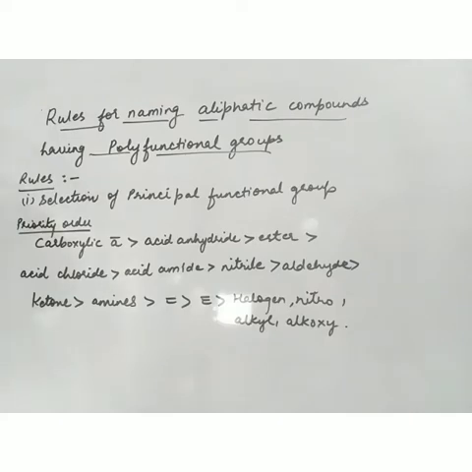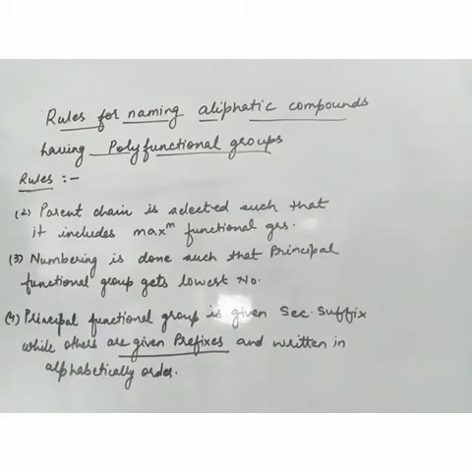So the functional group which comes up in this priority series will be selected as the principal functional group. Suppose I have carboxylic acid and aldehyde both, so carboxylic acid will be my principal functional group. Suppose I have aldehyde and ketone both, so aldehyde will be my principal functional group. So we have to learn this priority order. The second rule is, we have to select the parent chain such that it contains the maximum functional groups. Definitely it should contain the principal functional group also.